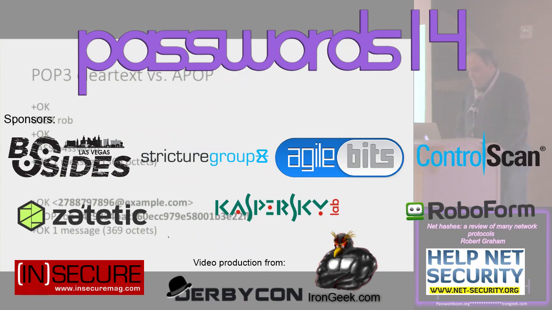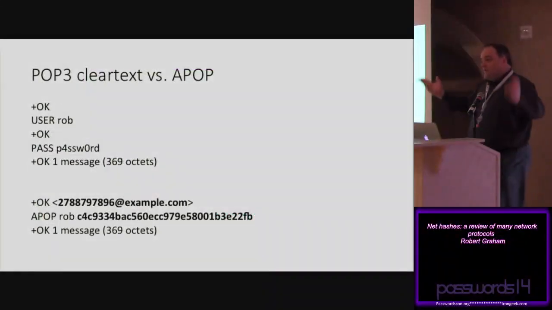So here's an example. Here's the clear text way, first of all. This is POP3. It's a protocol that's older than many of us. Well, you guys, not me. And here's how I might log on. I might log on and say user Rob. Okay. Password. I choose a strong password there with random characters. And then it says, okay, you're logged on. You've got one message waiting.